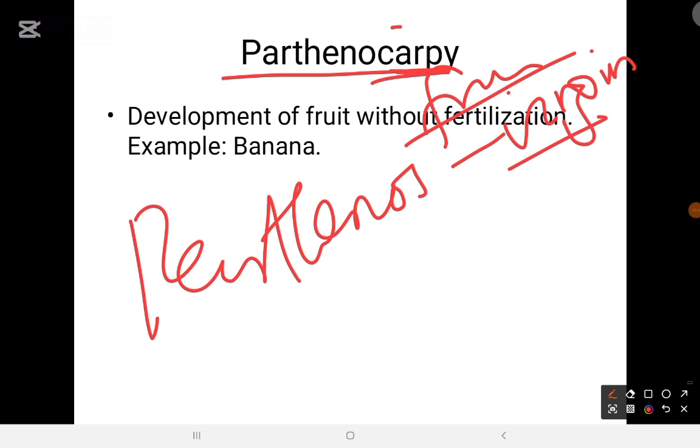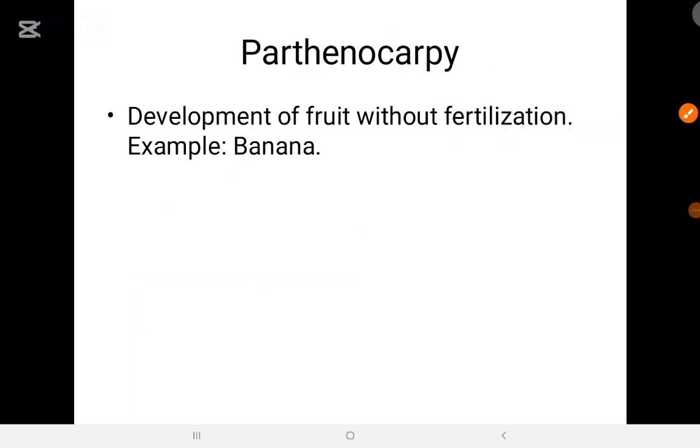The fruit forms without any seed formation. An example is banana, you see that, or pineapple. Those are parthenocarpic fruits. Is that okay? That's fruit formation without fertilization.